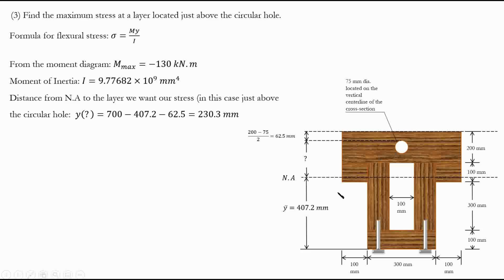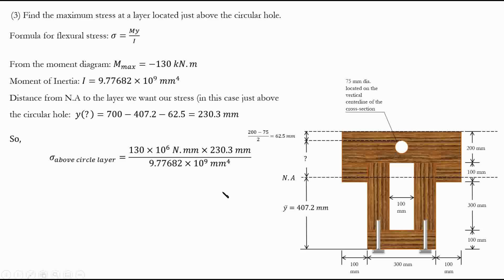What is this? Well, to find that, we also need to know this one. This is 200 minus 75. So 200 minus 75, which is the diameter, gives us this one plus this one. So we just divide by 2 to only get this one. Easy as that: 200 minus 75, divided by 2. So it's 62.5. So this is going to be 700, the whole thing, minus 47.2, minus 62.5. That is our y. Now we know the formula: sigma above the circular hole is the moment times the y we just found, divided by I. My over I. Simple.